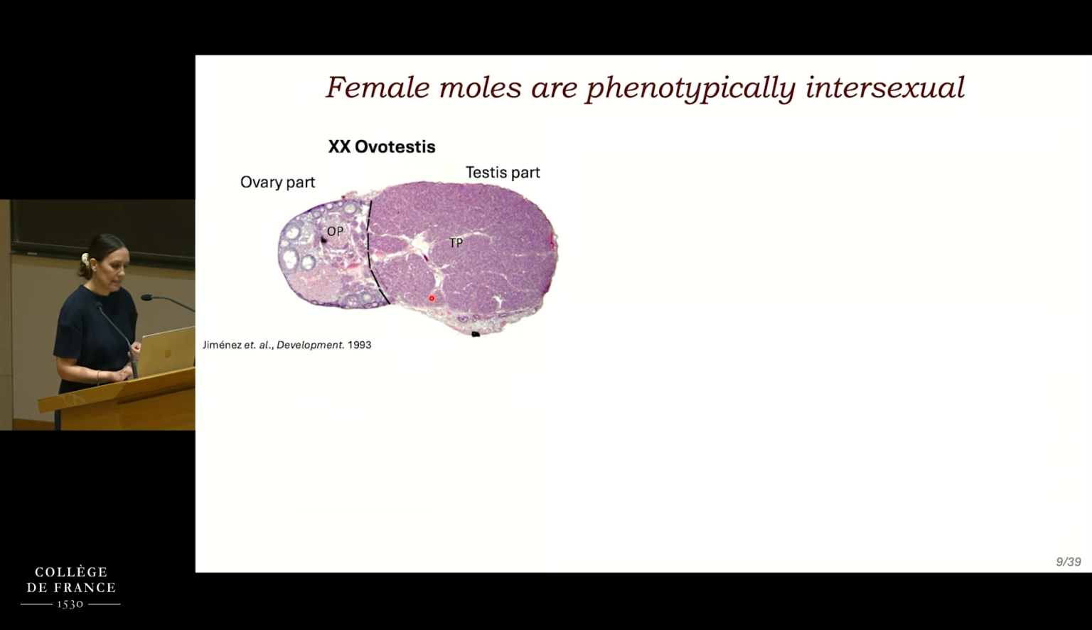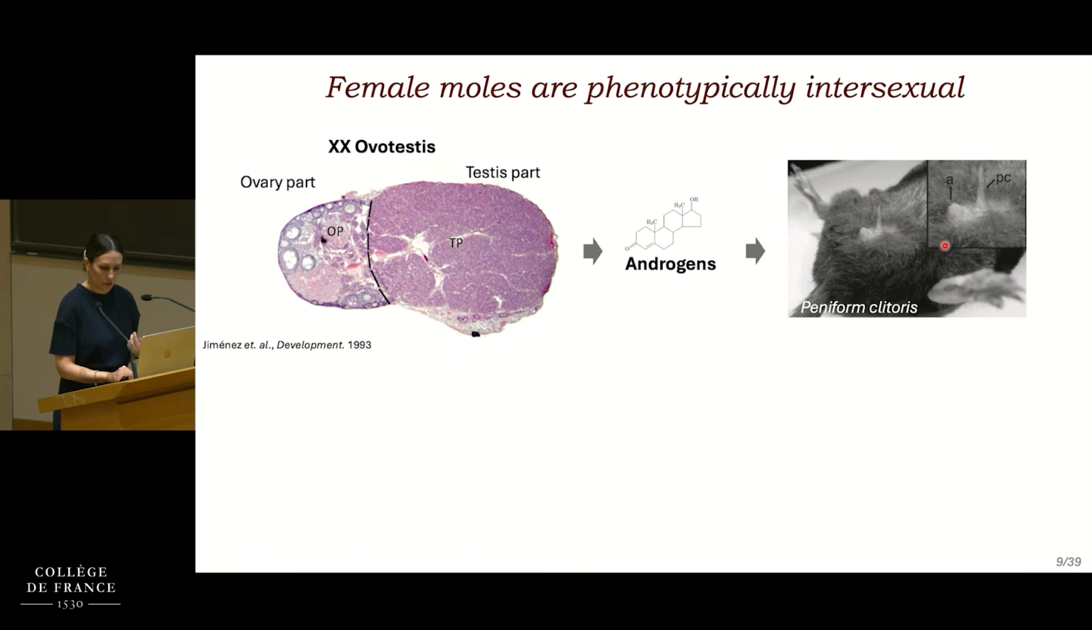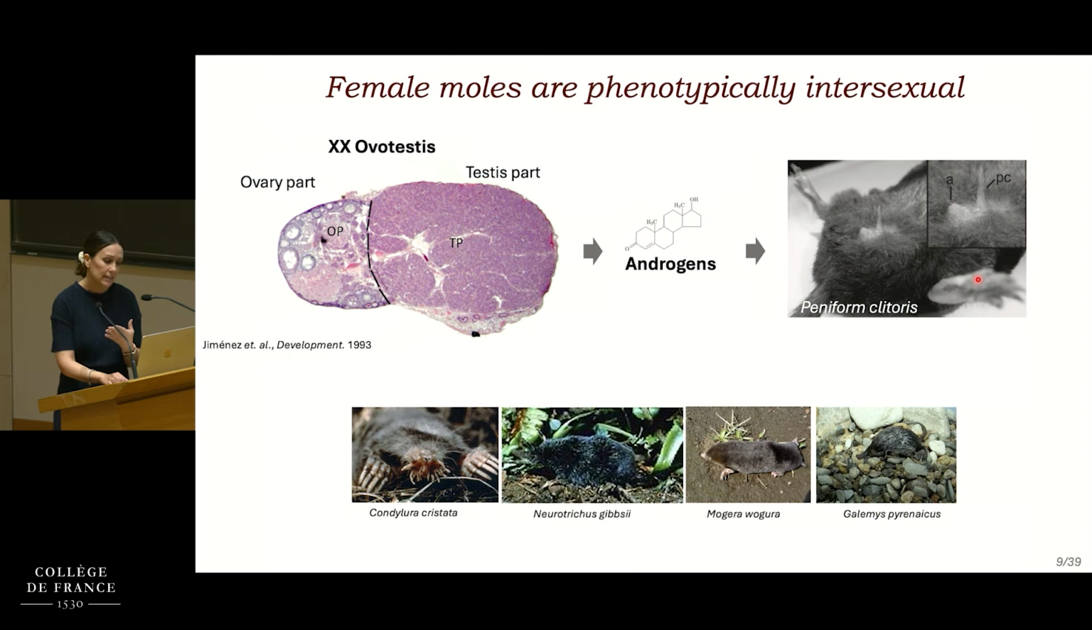So what happens is that this testicular part produces a lot of androgen and testosterone that is given to the body of the female so that the female body gets masculinized. So they get much more muscle, they get strong, and for example, they also have a peniform clitoris. And as I said, this is true not only for the Iberian mole, that is the species that I work with, but all the other true moles around the world, like the American mole, Japanese mole, European mole, and so on.